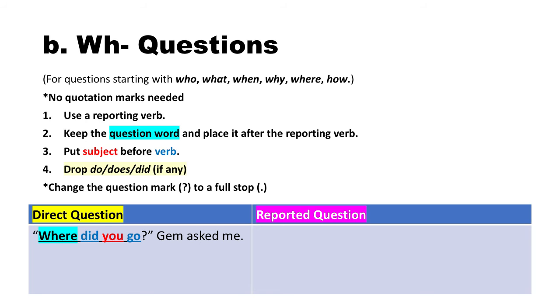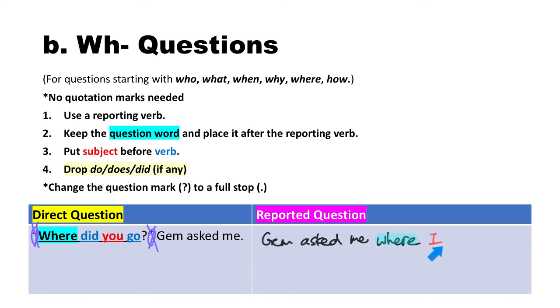Let's try to report one more WH question. We do not need the quotation marks, and we start with the A asked B structure. After that, we keep the question word in the question, where. Following where, we need the subject. The subject in the direct question is you. This you refers to me. We need a subject pronoun here, so we change the object pronoun me to the subject pronoun I.